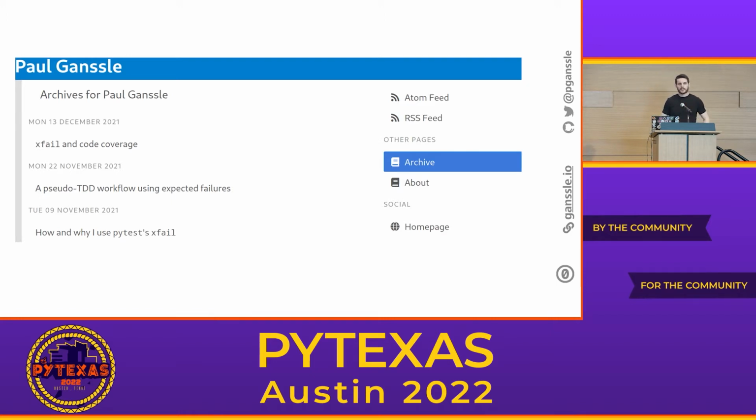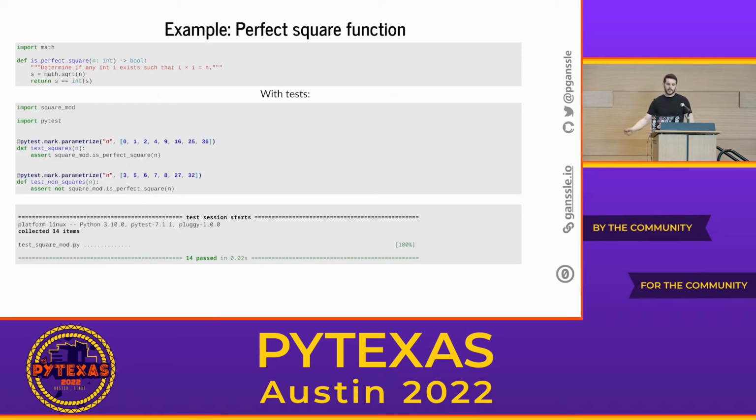So that's just a bit of a teaser, and hopefully in the next couple slides, I'm going to convince you as well. So let's start with an example. Here's some function. It's called isPerfectSquare. It tells you whether a number is a perfect square.